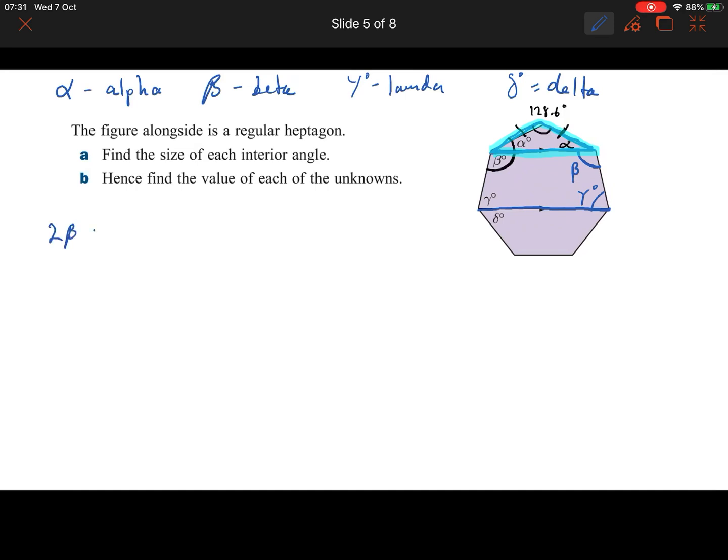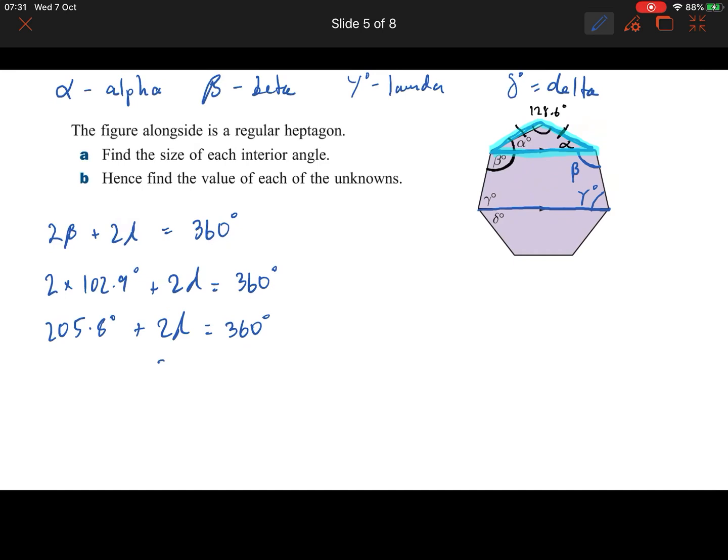So I think 2 beta plus 2 lambda is equal to 360 degrees, the sum of interior angles in a quadrilateral, okay? And I already know beta. Beta was 102.9 degrees, so 2 lots of 102.9 plus 2 lambda equals 360 degrees. So let's just work out what that is. That's 205.8 degrees plus 2 lambda equals 360 degrees.